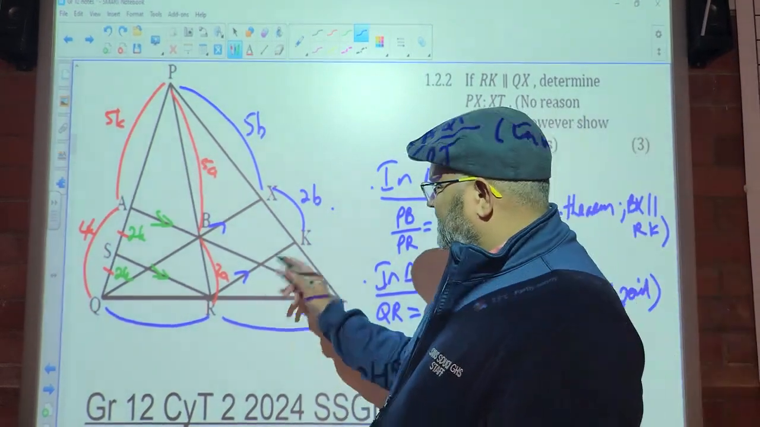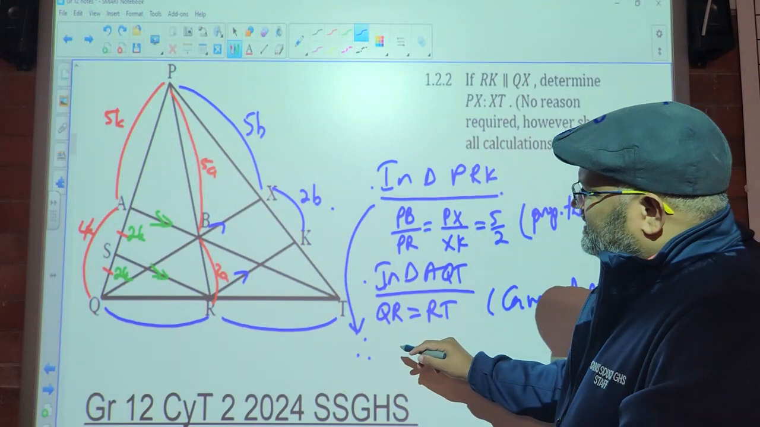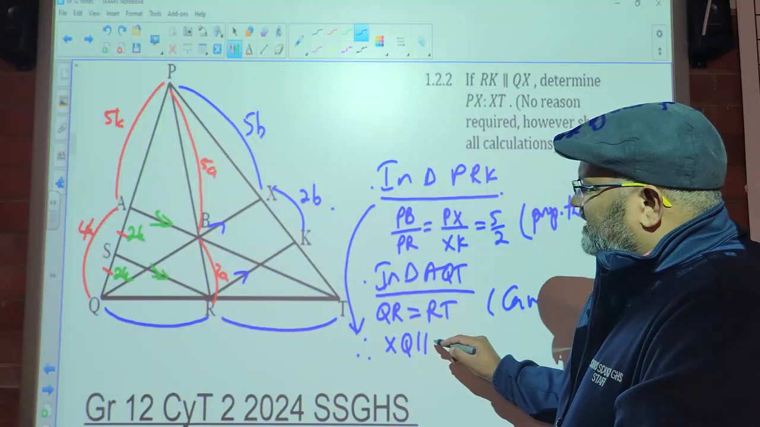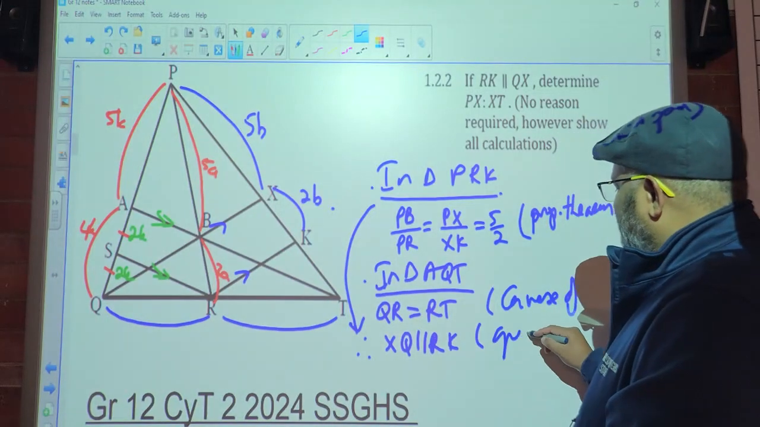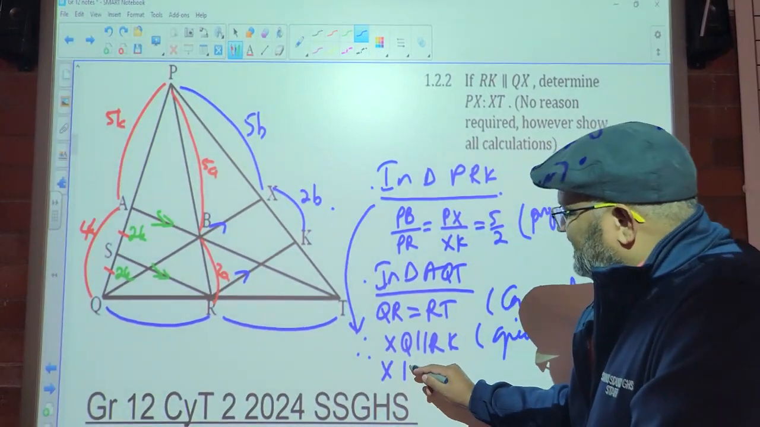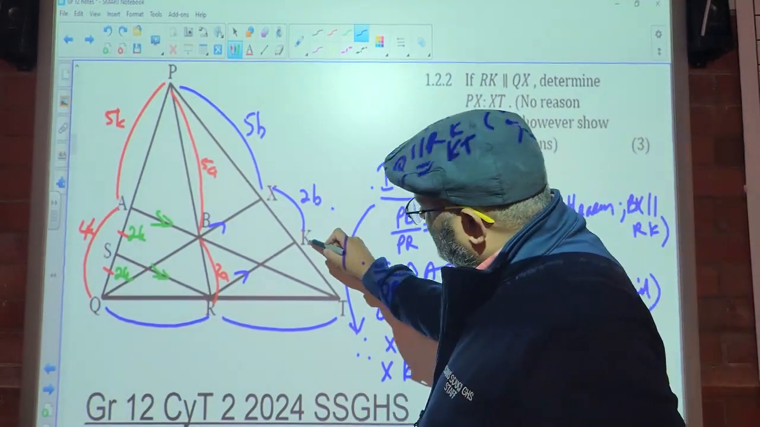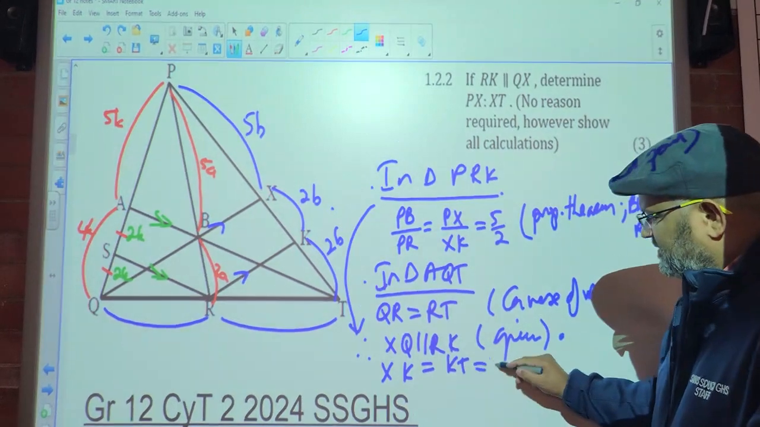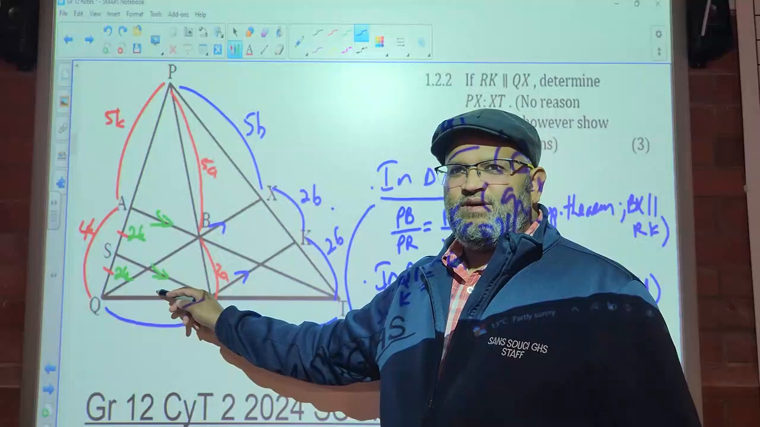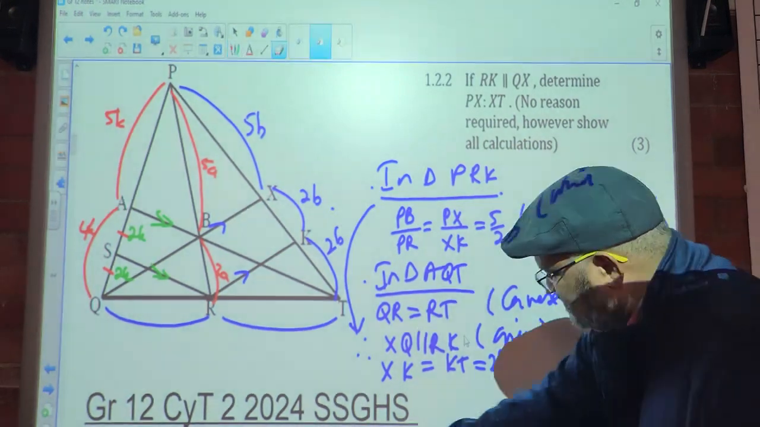So therefore, coming back to this triangle, we can say now that since that is the case and we know that XQ is parallel to RK, where did we get that? That was given to us. Again, that doesn't have to be said. We can now say that XK is equal to KT. And why is that the case? Which is 2B. Because of the converse of midpoint theorem again. Can't say midpoint theorem. So we're referring to one of the signs. Okay? The converse of midpoint theorem.